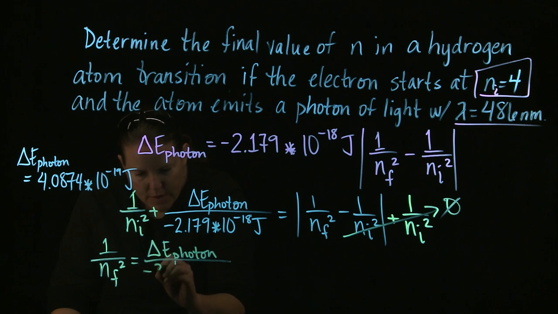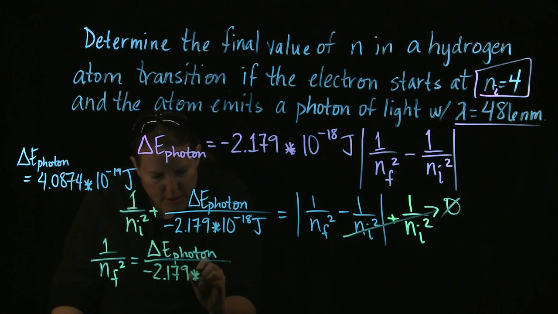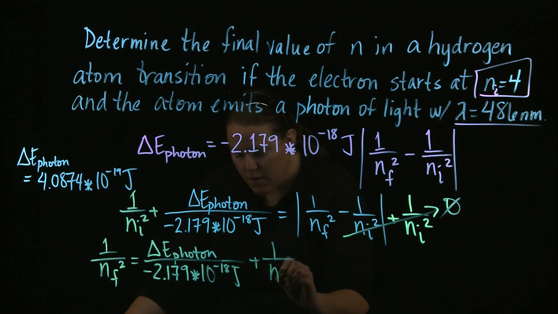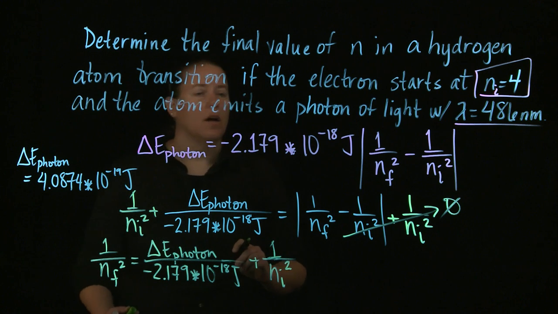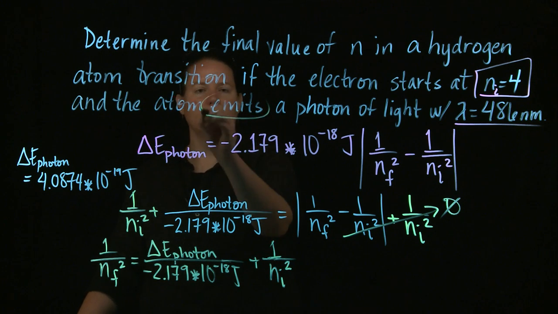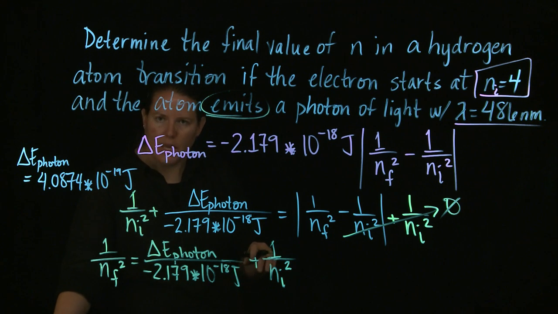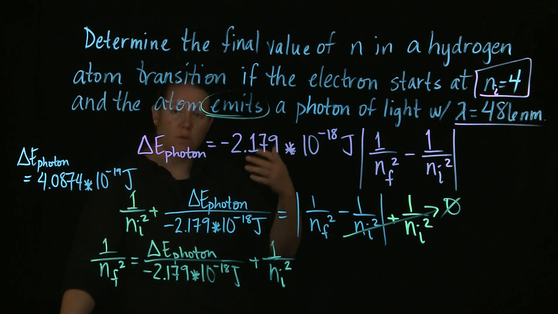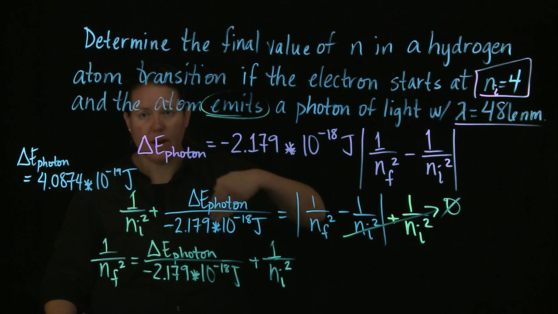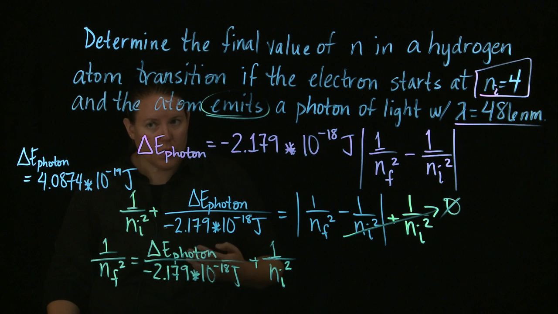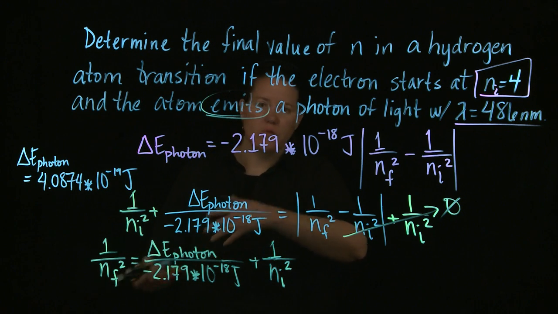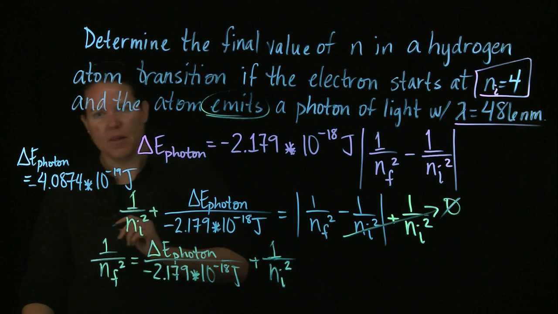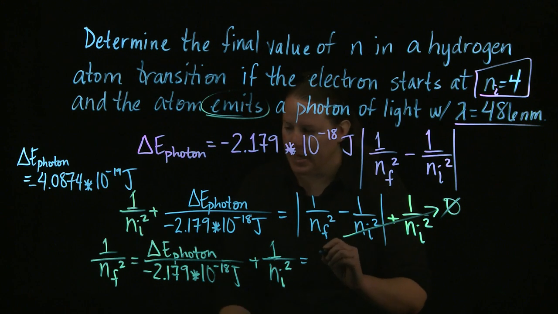divided by negative 2.179 times 10 to the negative 18th joules, plus 1 over ni squared. All right, and notice that it says it emits a photon of light. If it emits a photon of light, then this was one of those transitions where you went from an n of a higher number to an n of a lower number. When that happens, the energy is released. In terms of sign conventions, when the energy is released, it gets a negative. So I just added that in.